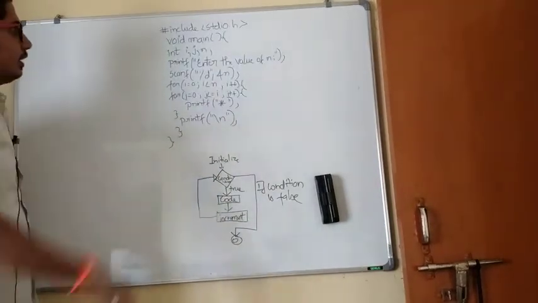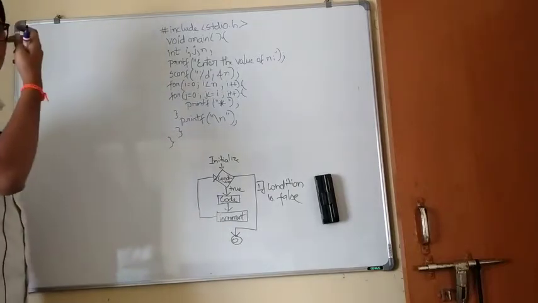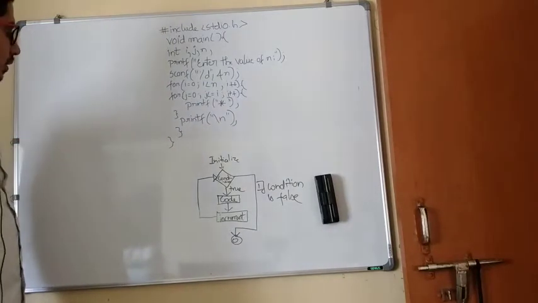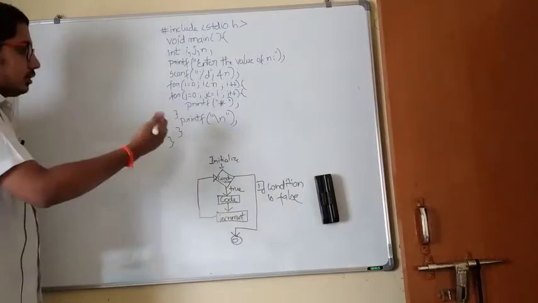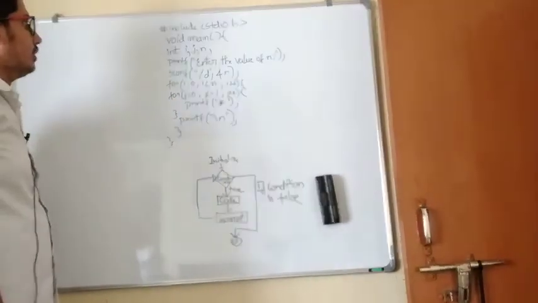So today we'll analyze this program. It's a simple C program to print a half pyramid. So let's first read the program, and then we'll analyze it here step by step.